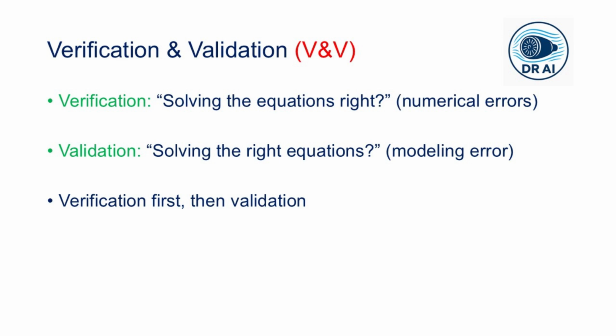Then we have a process which is called the verification and validation process, V&V. These two processes are the gold standard for credible CFD. Verification means: are we solving the equations right, while validation means: are we solving the right equations? So there is a difference between the two processes.